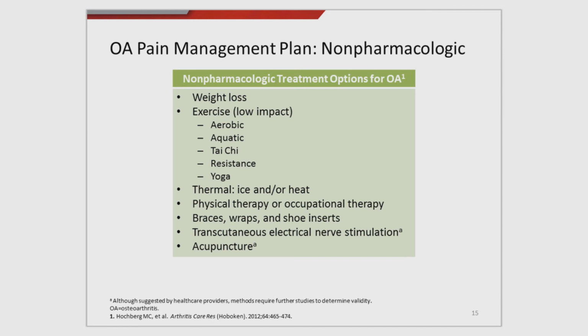Physical therapy and occupational therapy may help decrease the progression of the disease and increase the range of motion of the joints. The therapist can help with lifestyle adjustments and the use of assistive devices such as the cane or a walker. Braces, wraps, and shoe inserts can be recommended by a therapist, chiropractor, or even a podiatrist. Transcutaneous nerve stimulation, the TENS unit, is another pain control option, along with needle and non-needle acupuncture.